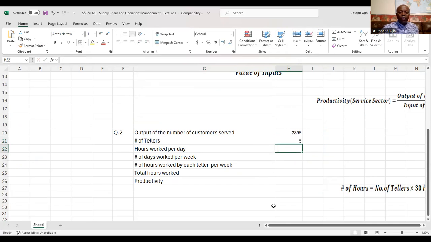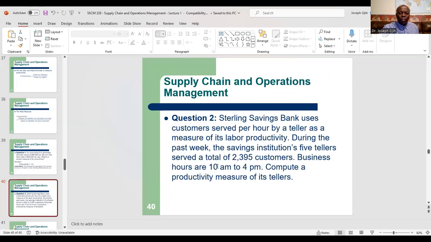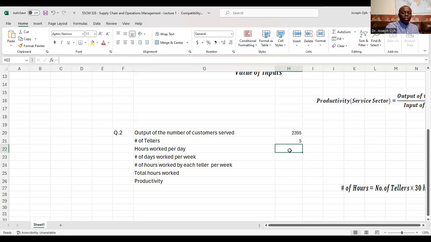Now, according to that question, business hours are from 10 a.m. to 4 p.m. If you calculate the number of hours they work per day: 10, 11, 12, 1, 2, 3, 4, that's 6 hours per day. So I'm going to put it right there: number of hours worked per day is 6 hours.